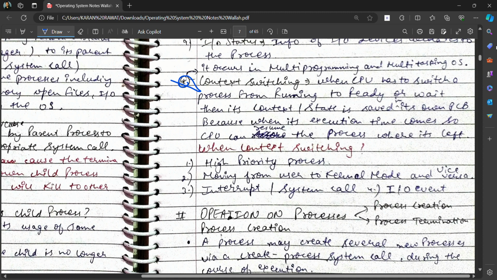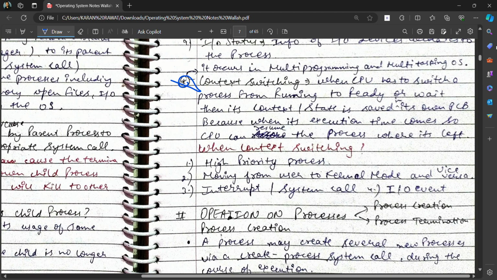PCB, process control block, I told you in the previous video. If you have not watched it, just go through it and you will definitely understand what this PCB is. So what happens is, its context, or we can say its state, is saved in its PCB, that is, the process control block. Now, why is its context or state being saved?